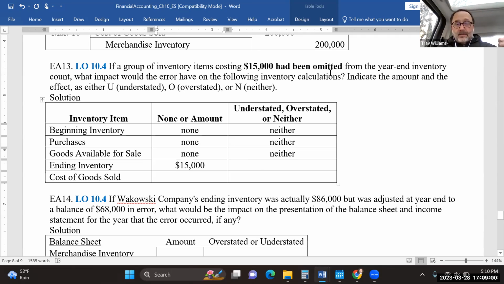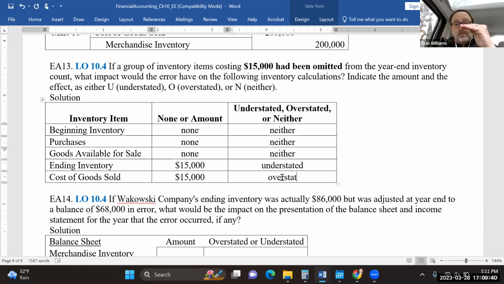And because they forgot to count some of the inventory they have, their inventory is understated. Now that $15,000 mistake impacts cost of goods sold, because remember, goods available for sale minus ending inventory is cost of goods sold. So there's a relationship there. So that $15,000 that ending inventory was understated is $15,000 that cost of goods sold is overstated, right? If one goes up, the other goes down.